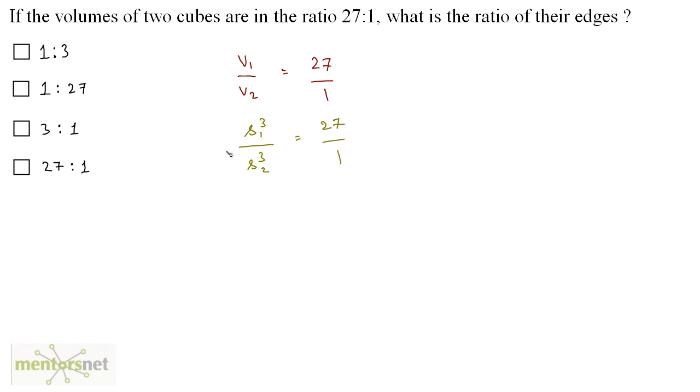So taking cube root on both the sides, I get s1 by s2 is equal to cube root of 27 upon cube root of 1. Cube root of 27 is 3 and cube root of 1 is 1. So 3:1 is the ratio of their edges. So option C is the correct answer.